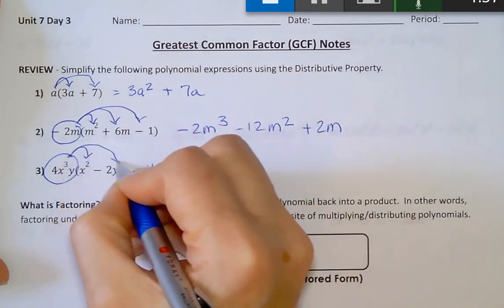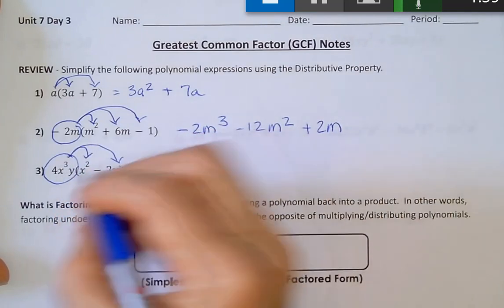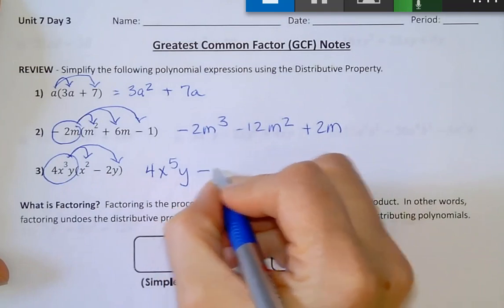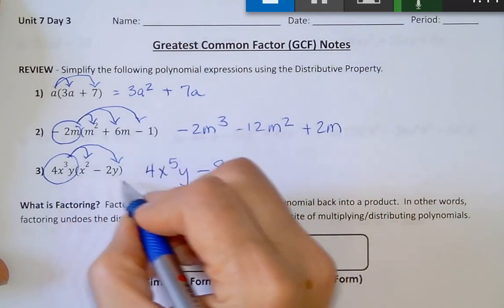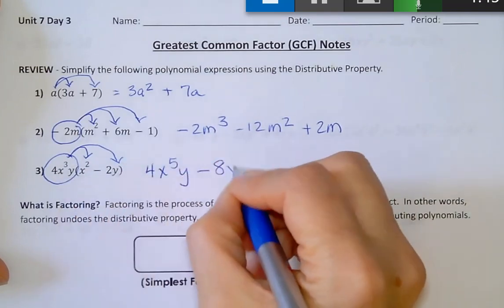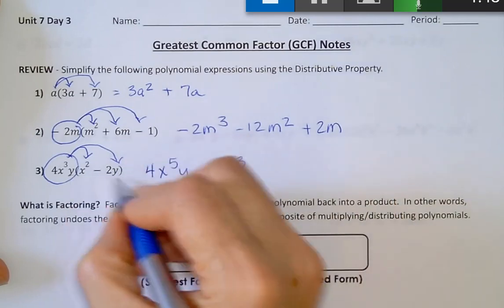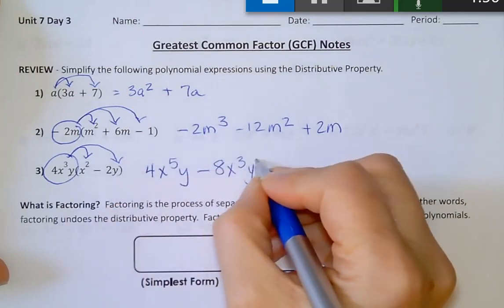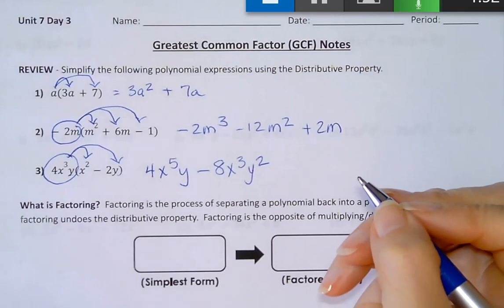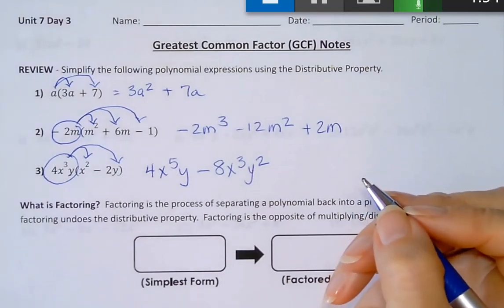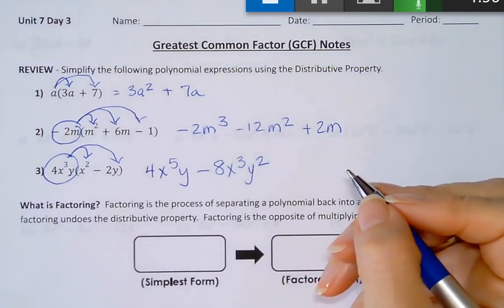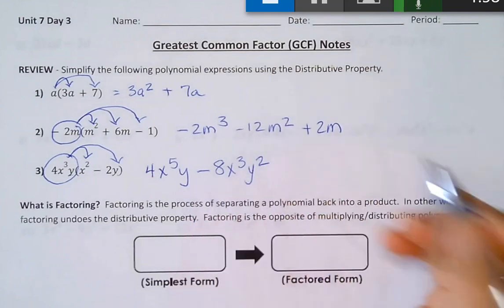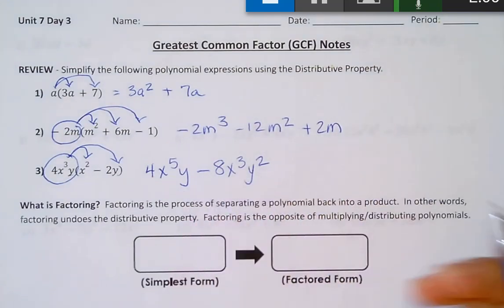Okay, now I'm going to multiply all of that times negative 2y. So 4 times negative 2 here is negative 8. X cubed times no other x's, so I keep it as x cubed. And then y times y, I have y squared. Okay, so I have multiplied using the distributive property and simplified my expression. So there's no math really to be done at that point.